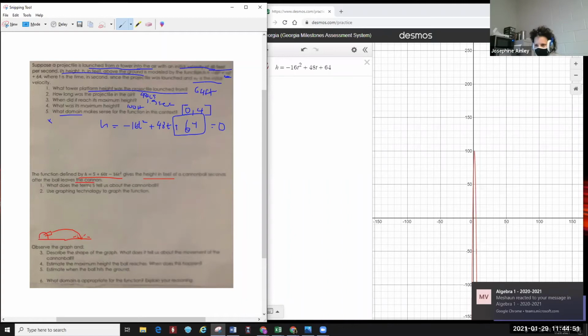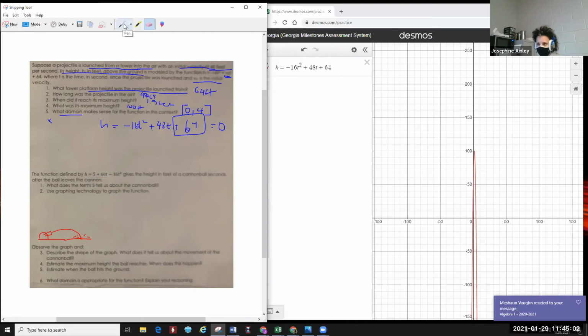The height of the cannonball after the ball leaves the cannon. What does the 5 tell us about the cannonball? Remember, the term that's not attached to a variable is the initial height. So what that's telling us is that this cannonball is fired from a height of 5. It's not entirely on the floor, right? So this distance here is 5.